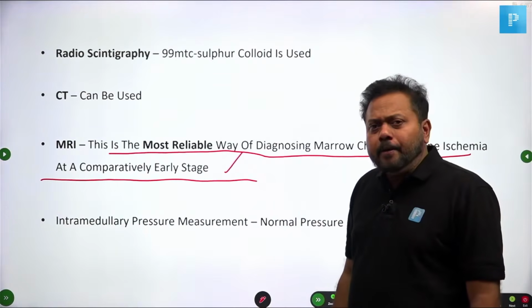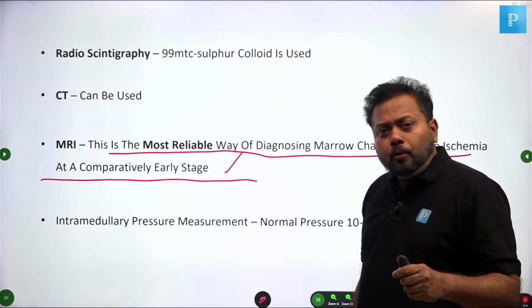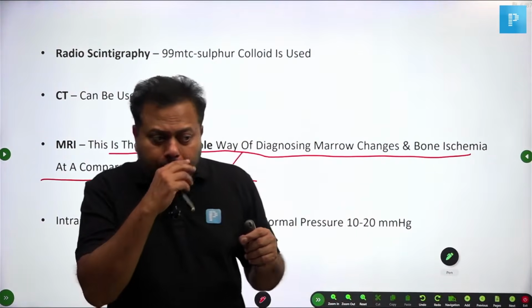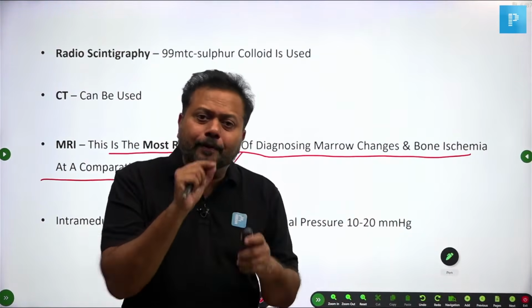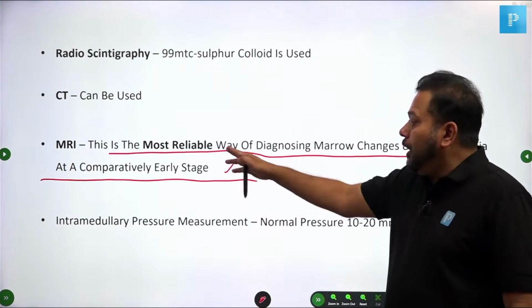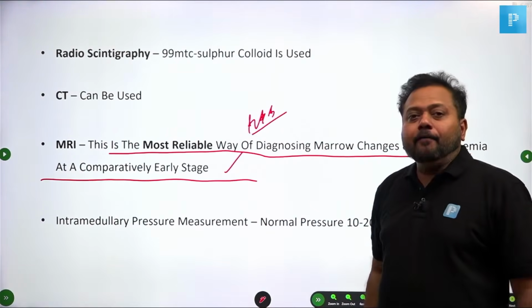Intramedullary pressure measurement definitely will give you the normal pressure. Intramedullary pressure is 10 to 20 millimeters of mercury, but it's an invasive investigation, so usually we won't poke a needle. So this is the best investigation when you suspect avascular necrosis.